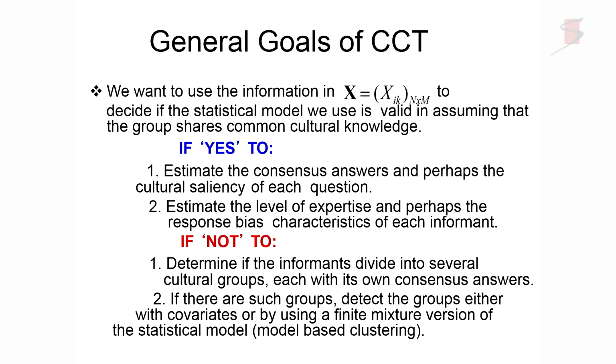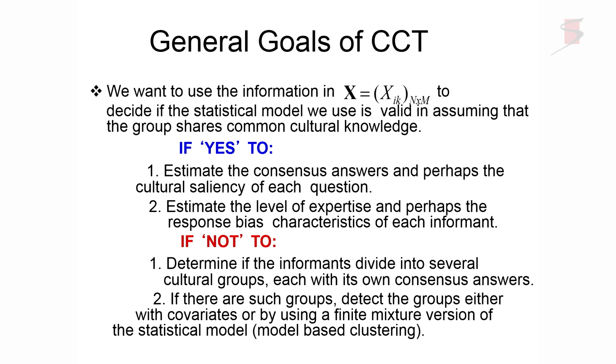In other words, you may have a series of questions in which some aspects of the culture are known to almost everybody and others are less well known, even though there's a consensus. And we also want, if we've decided the model we're using is okay, to estimate the level of expertise and possibly the response biases of the characteristics of each informant.